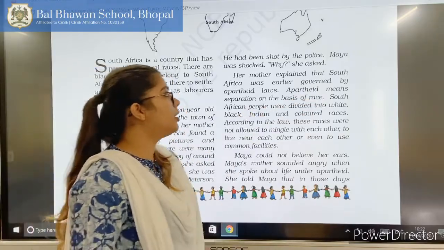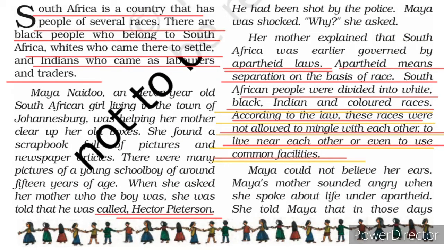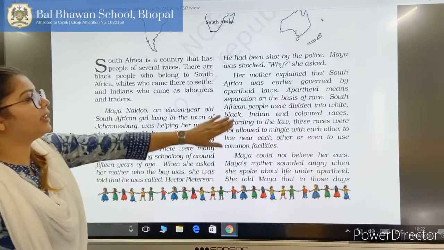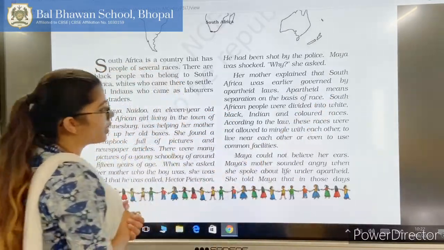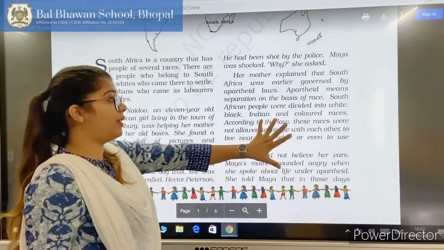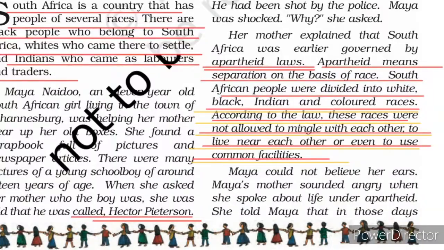Kindly underline in your book, apartheid means separation on the basis of race. South African people were divided into white, black, Indian and colored races. What this line is saying is that people living in South Africa were being divided based on their colors. According to the law, and this is very, very important, kindly underline in your book, these races were not allowed to mingle with each other, to live near each other, or even to use common facilities.